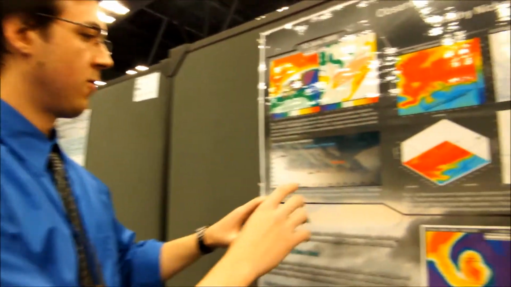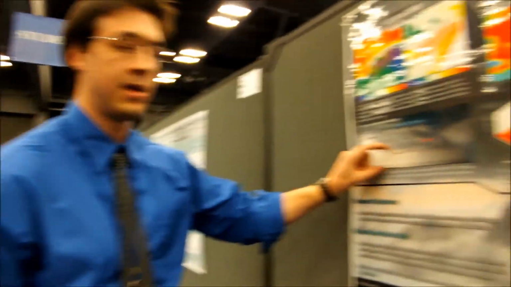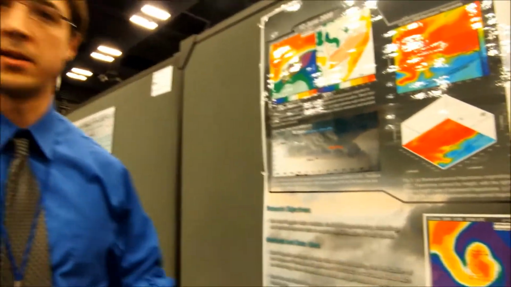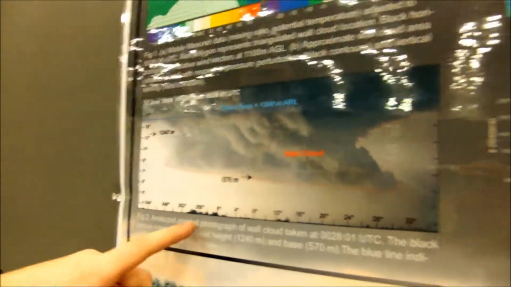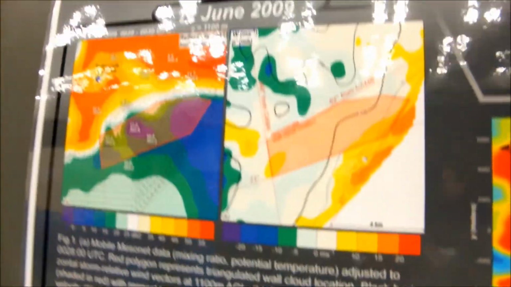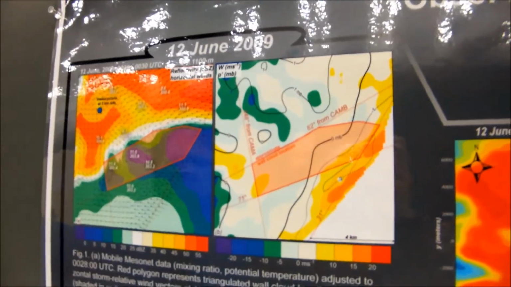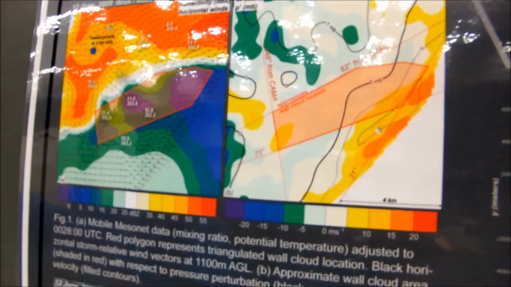Once we overlay a grid onto the wall cloud, we're able to use basic trigonometry and find out exactly the height and the width, basically the spatial extent. So that's what this picture is. It shows us the height, the grids, and using this, we're able to approximate the wall cloud location. That's what this shaded area is. It's the triangulated wall cloud location.